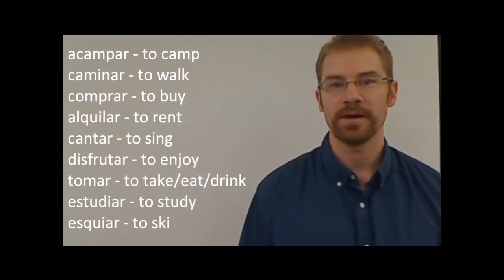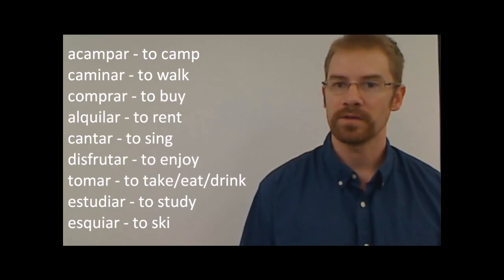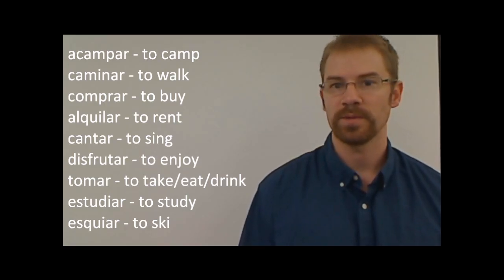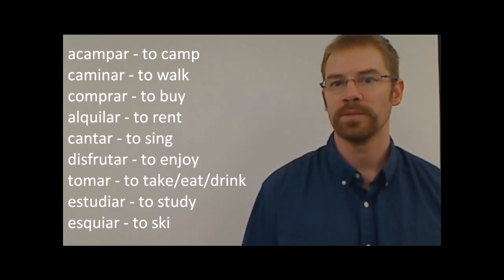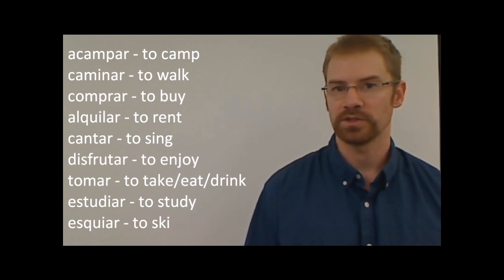Some other common AR verbs that would follow this pattern in the preterite are acampar, caminar, comprar, alquilar, cantar, disfrutar, tomar, estudiar, esquiar. Now there are a lot of irregular AR verbs in the preterite. We'll talk about some of those later. So initially be careful when you're conjugating your verbs in the preterite. If you're not totally sure, ask your teacher and they can tell you what the conjugation is.